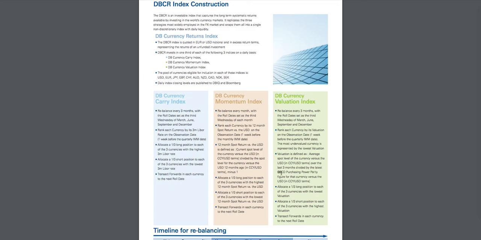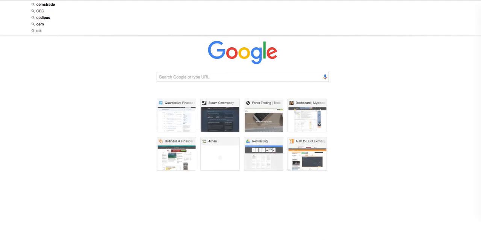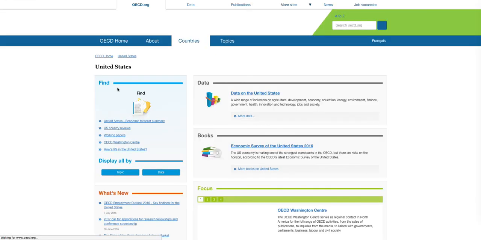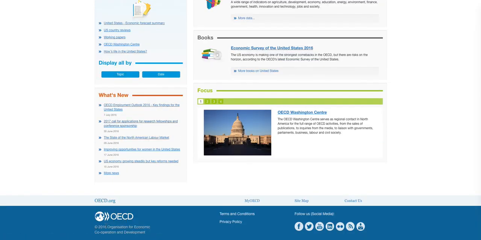So the purchasing power parity they go by for their benchmark is from the Organization for Economic Cooperation and Development. I think that's what the OECD stands for. I'd have to look that up real quick. Let's see, just to verify. Organization for Economic Cooperation and Development. All right, yeah, I was right.